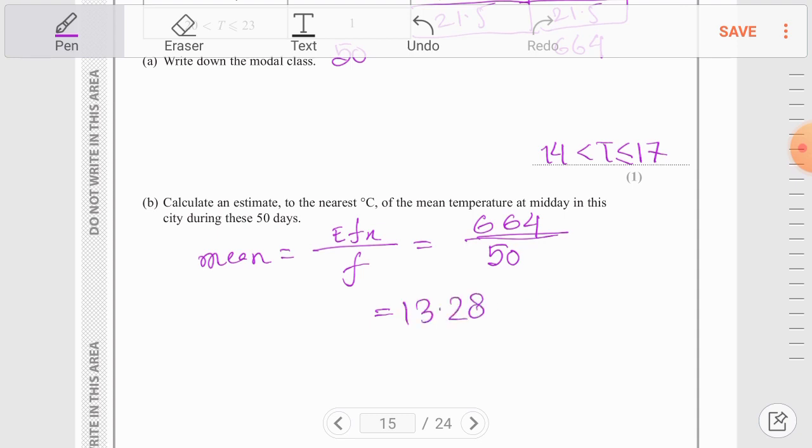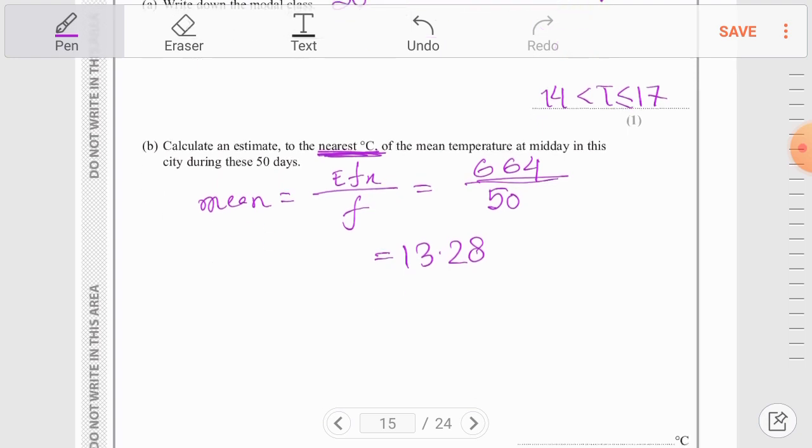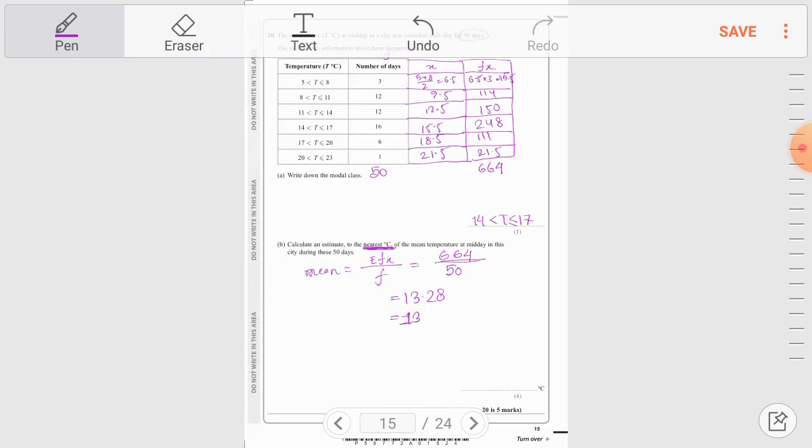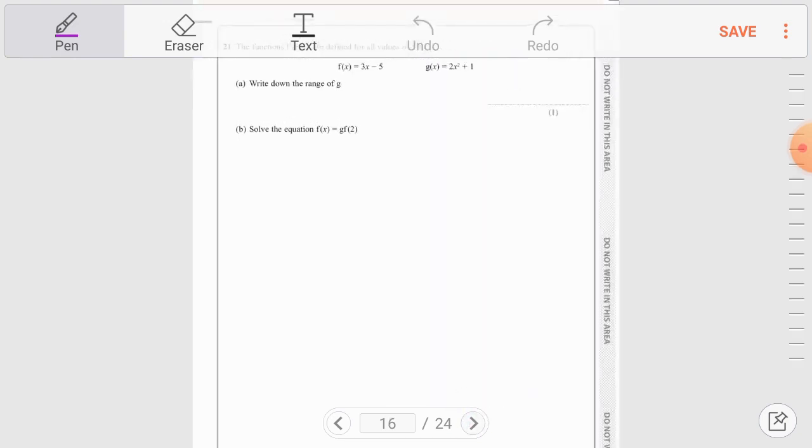13.28. But as the question asks you for the nearest degree Celsius, nearest means you have to give your answer as a whole number, not a decimal. So the answer would be 13. This was the mean of the temperatures each day over the 50 days in a specific area. So this was the end of question number 20. I hope this was clear. Moving to question number 21.